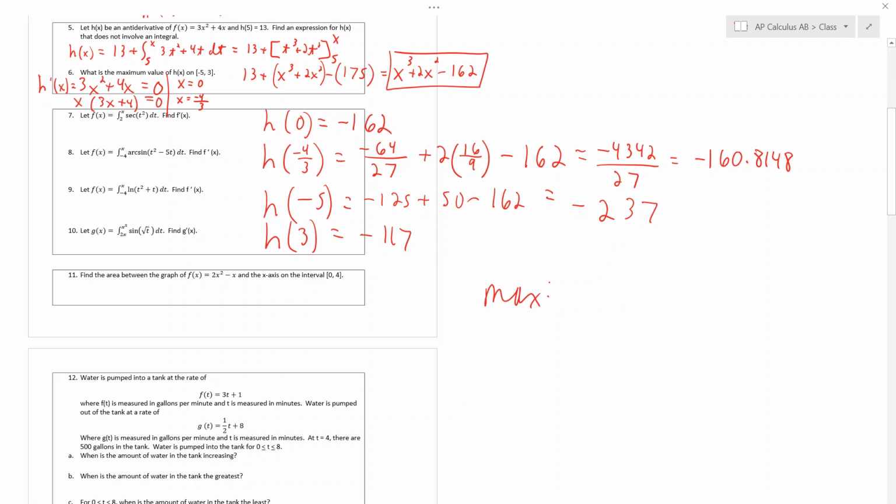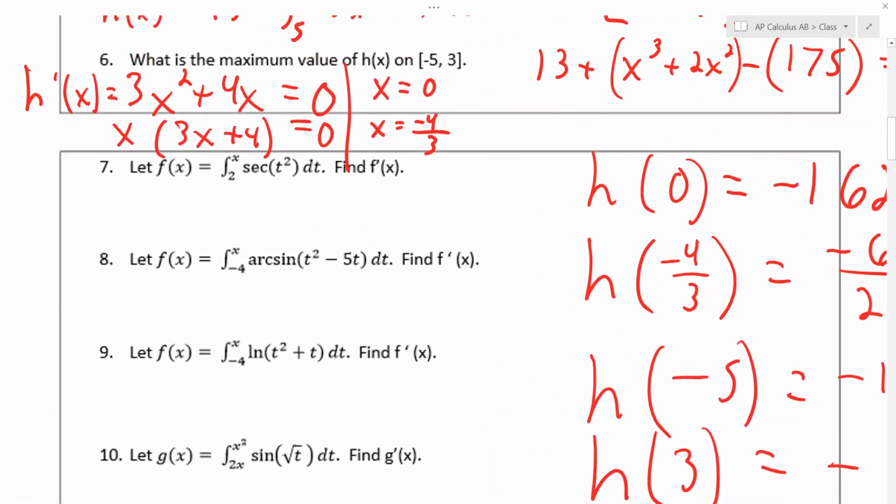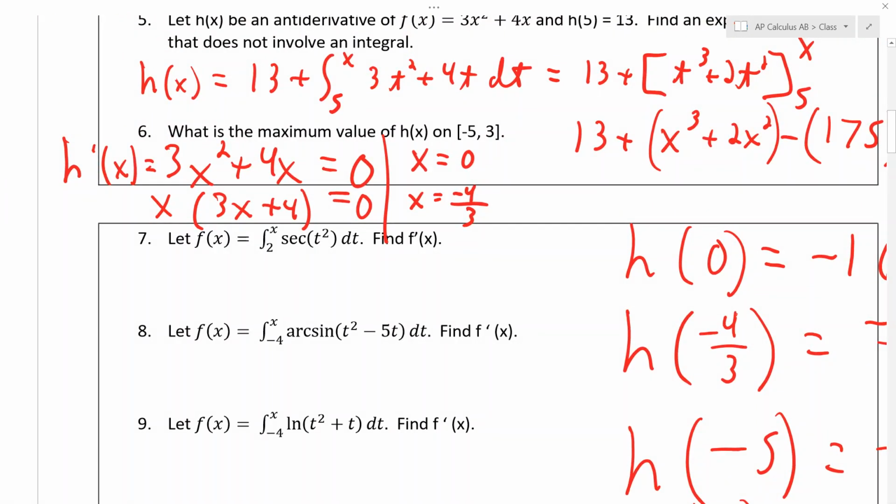They're negative. Cool. So you could write like the maximum is negative 117 at x equals 3. Easy enough? Great. Let's keep going. I'm going to erase all this.